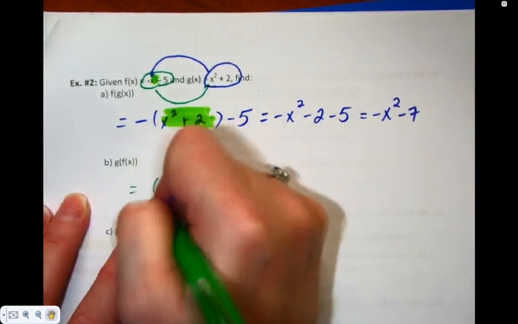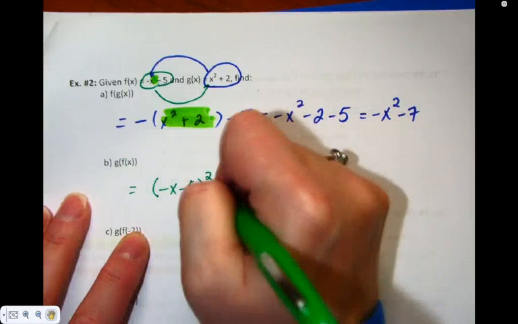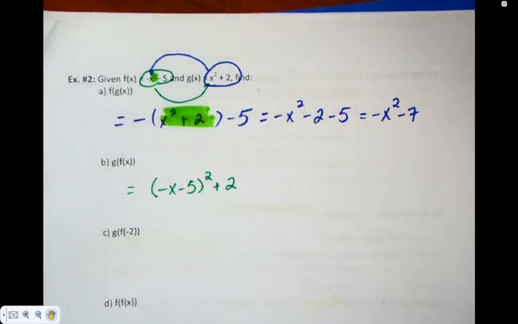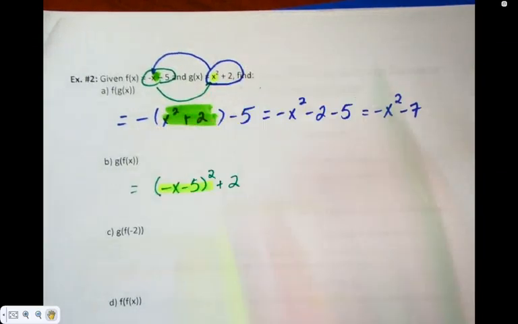So this becomes in brackets negative x negative 5 squared. And then I still have that plus 2 at the back of my g of x. Okay, so all I did was take x out of g of x, put f in its place. Again, that's called a composition of functions. Write an explicit function for letter B.